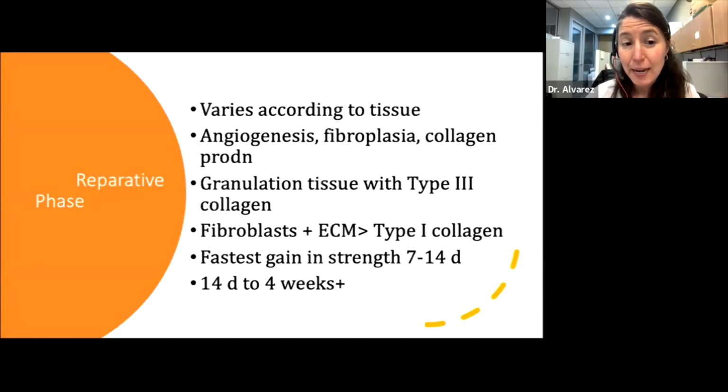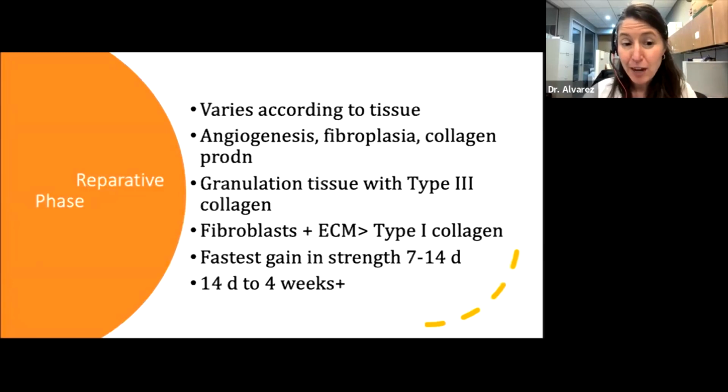Because we have the type 3 collagen, which is what you have with granulation tissue, and then that gets replaced by type 1 collagen. And that's from the fibroblast together with the extracellular matrix making that conversion. So you're going to have a rapid gain of strength from this conversion of collagen in the first week to 2 weeks. However, the reparative phase is expected to last much longer, and that phase depends on your tissue.